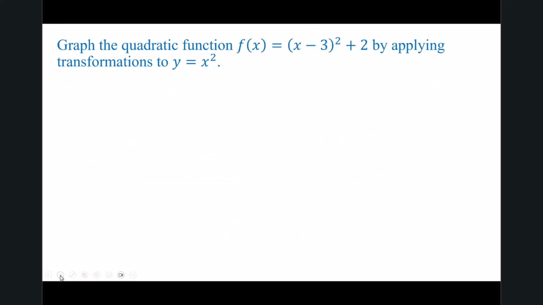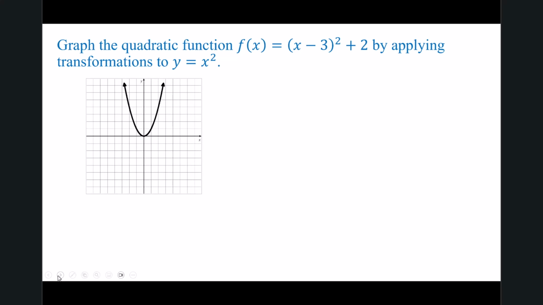So let's graph the function f of x equals x minus 3 squared plus 2 by applying transformations to y equals x squared. Here's the graph of y equals x squared. Notice the vertex is right here at 0, 0. So what would the transformations look like? The x minus 3 brings it to the right 3. And the plus 2 brings us up 2. Let's do one thing at a time.